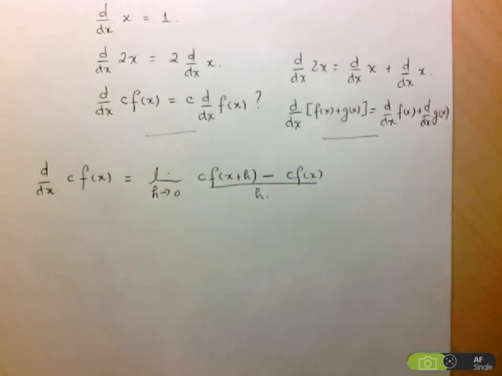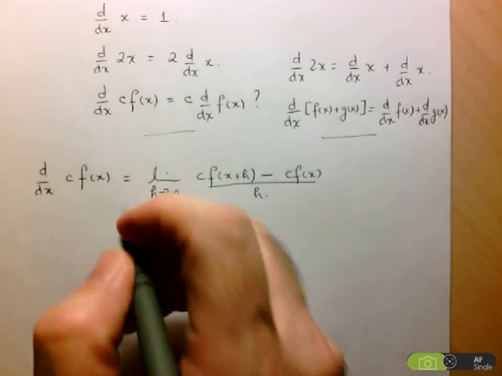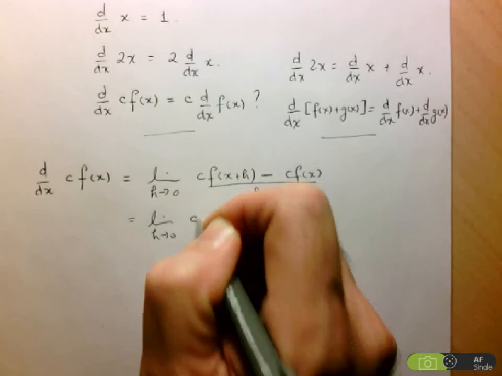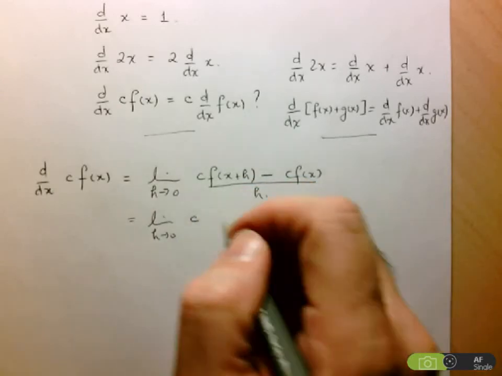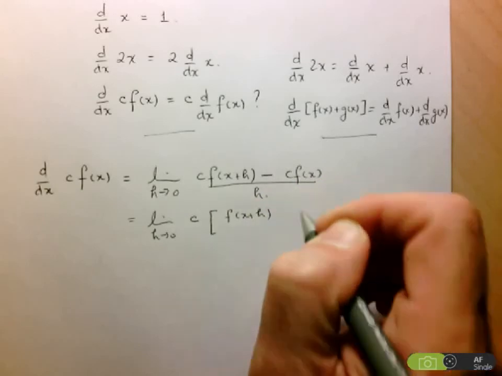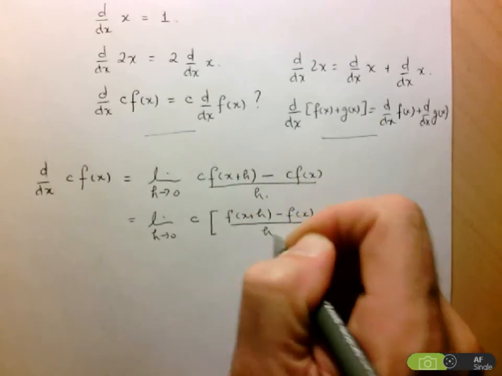Take a look at what kind of algebra we can do, and we see that these two terms both have a common factor of c. So I'm going to factor out the c, and I'm left with f at x plus h minus f at x, all over h.